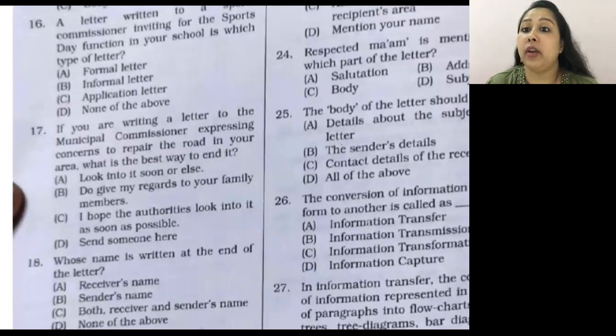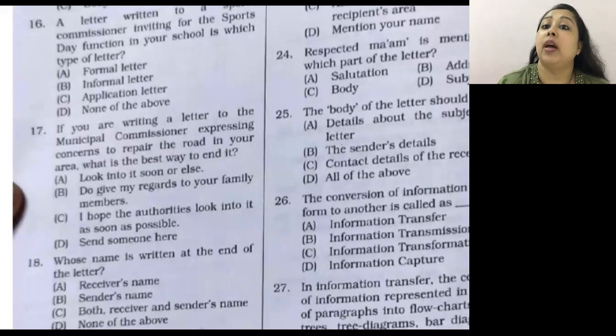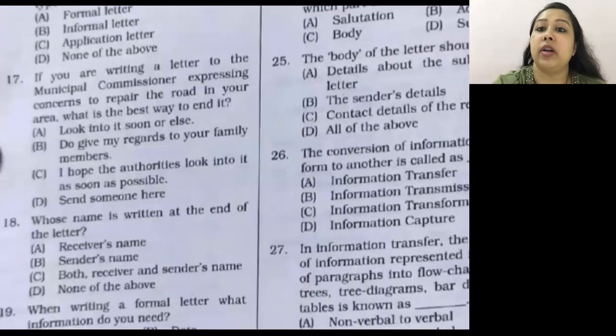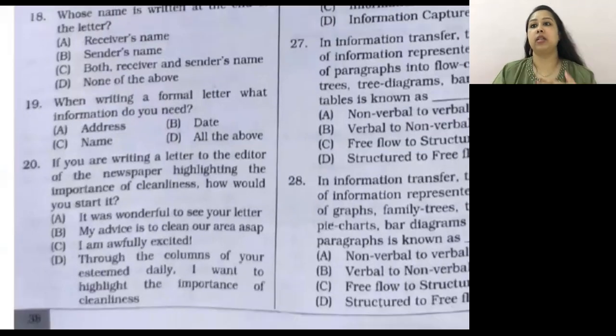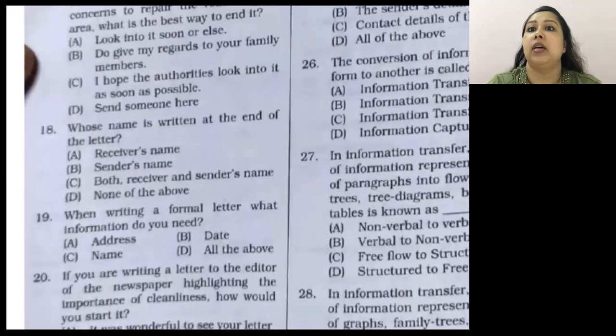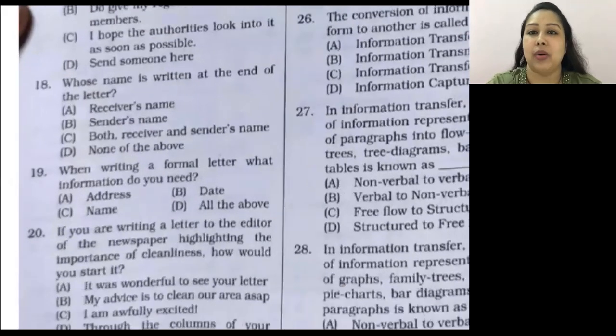If you are writing a letter to the municipal commissioner expressing concerns, very important. What would you say? You cannot say look into it soon or else. You cannot give any threats. You also do not involve their family members. You can only say I hope the authorities look into the matter. Very good. Whose name is written at the end of the letter? Tell me. Since you are writing the letter, not as soon as possible, huh? Yeah, okay.